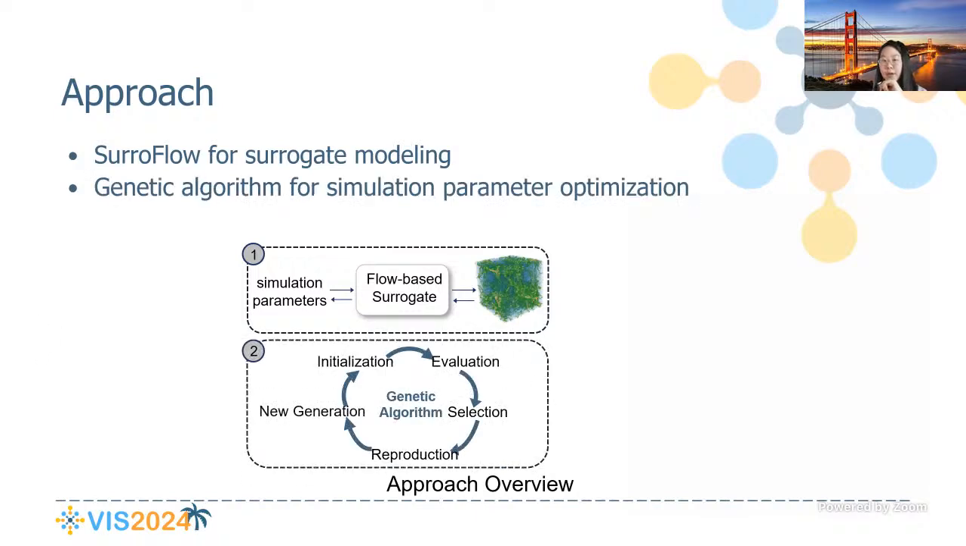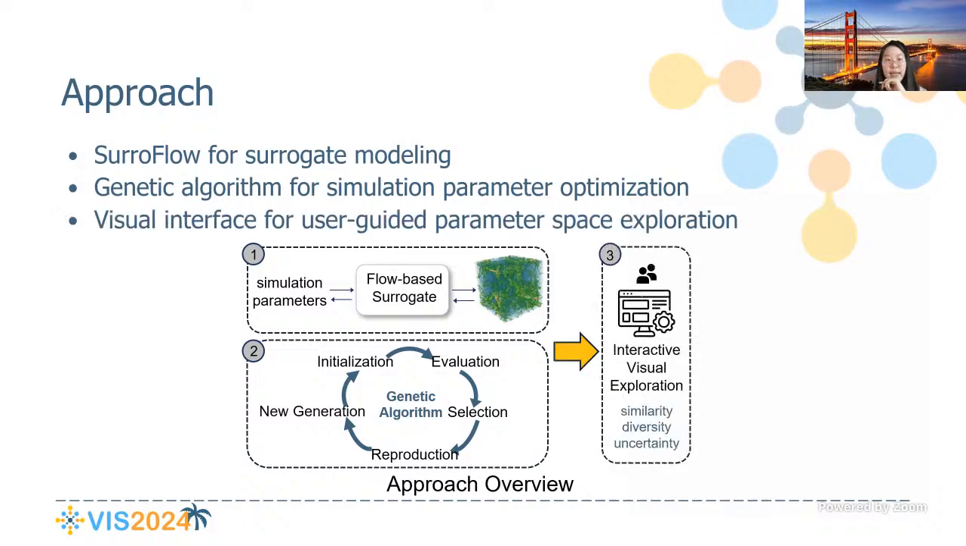The second part is to reduce the computational cost of the intensive parameter space exploration for ensemble simulations. We cast the exploration as a constraint optimization problem and solve it using a genetic algorithm. The genetic algorithm can explore the parameter space globally, which greatly reduces cost. And lastly, we integrate SurroFlow and the genetic algorithm as the backend for an interactive visual exploration system, allowing for efficient user-guided parameter space exploration.